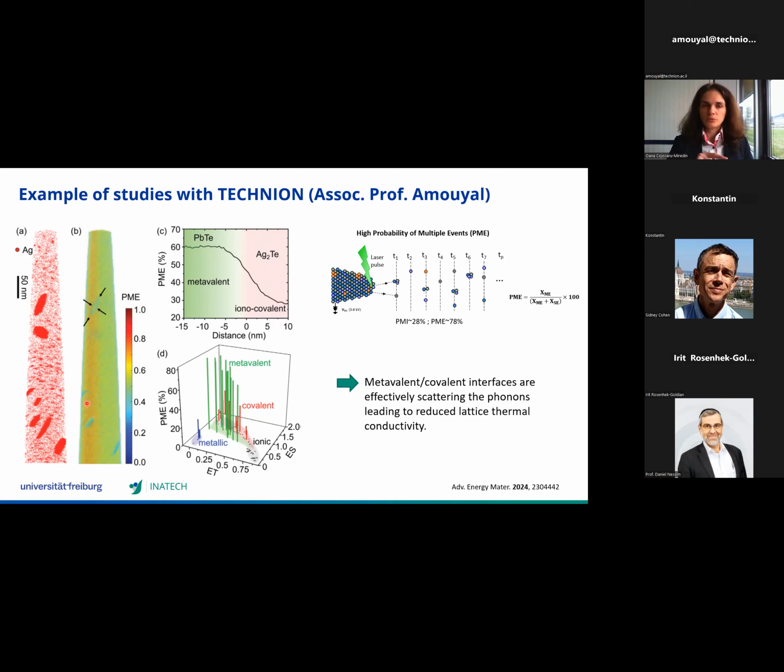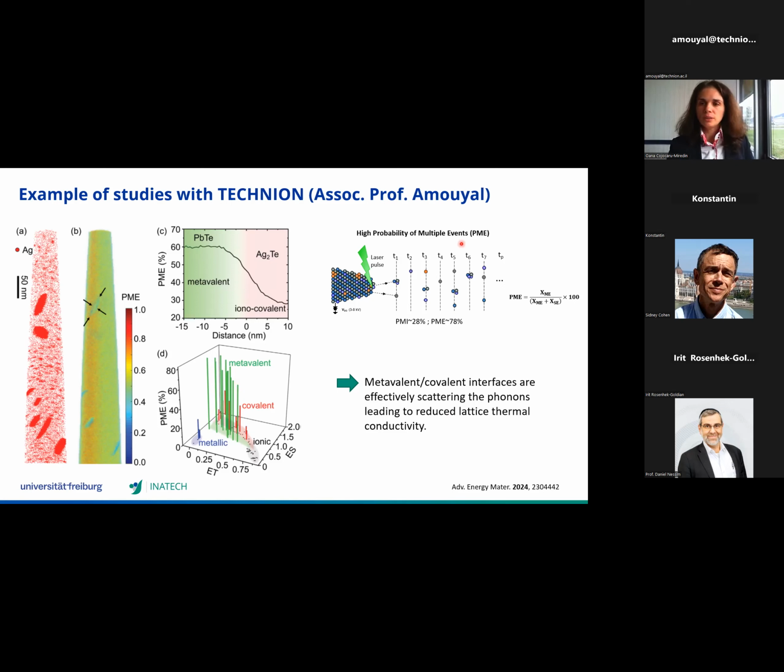So we have a transition from high PME to low PME, which is a transition from metavalent bonding to covalent bonding. High PME was not only observed for PbTe, but had been observed for many material classes, and I encourage you to read this article. There are many materials which contain these high PME values. These materials are not only used as thermoelectrics, but also as phase change materials, because there you need a very quick transition between metavalent and covalent bonding, between crystalline and amorphous states.